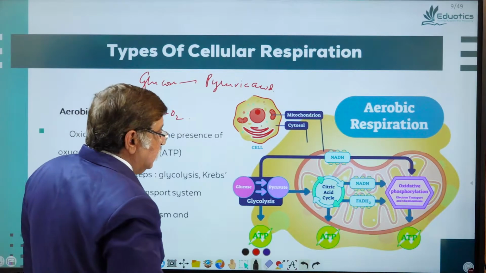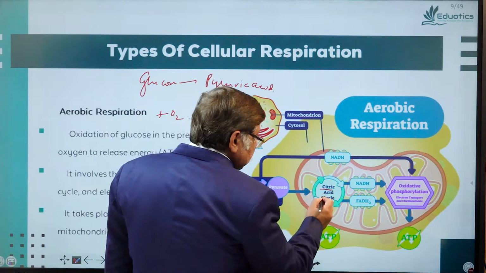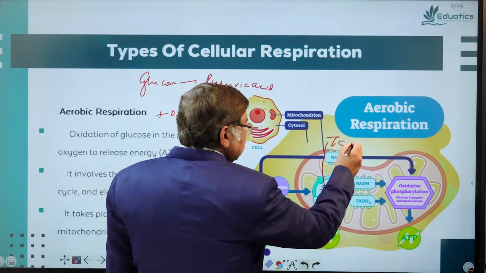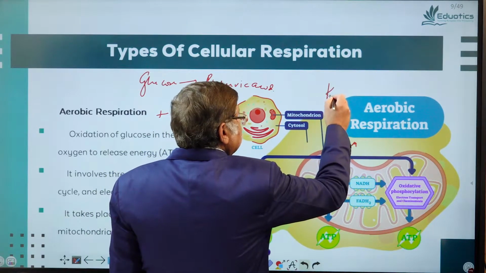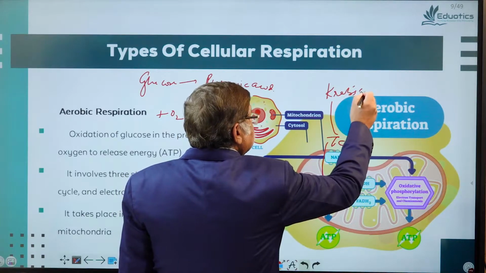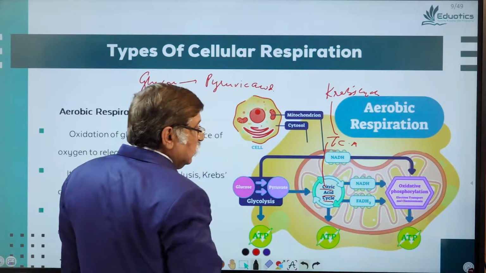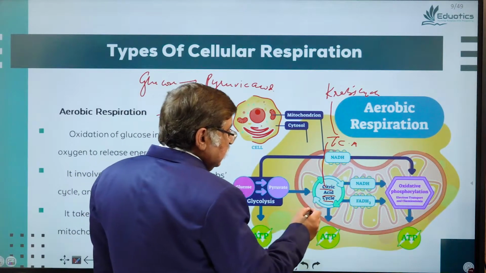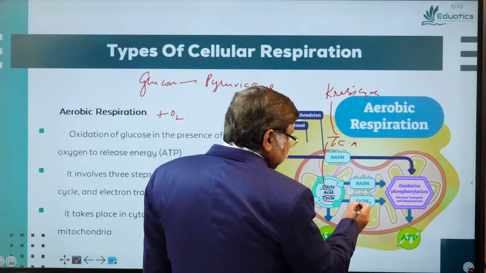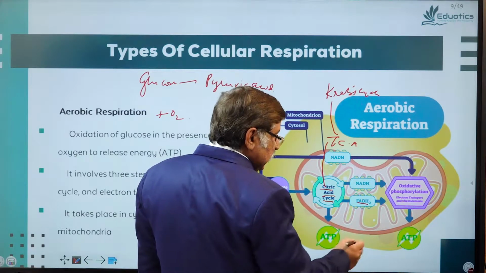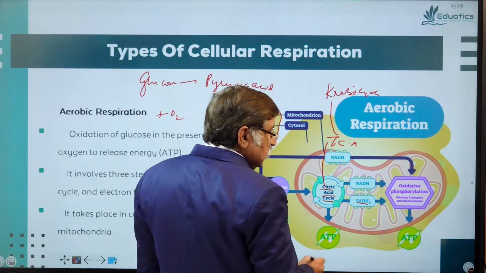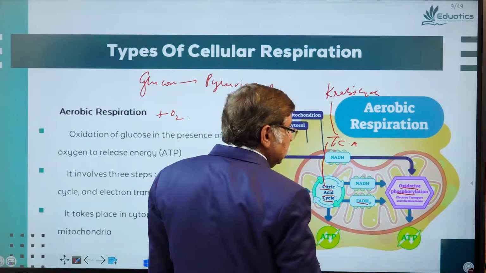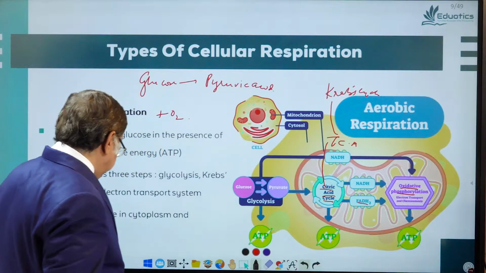This pyruvic acid can enter the citric acid cycle, which is also known as TCA, tricarboxylic acid cycle, or Krebs cycle. This goes on inside the mitochondria, and as a result, NADH and FADH2 are produced, and ATP is also synthesized through the electron transport chain. This is known as oxidative phosphorylation. We'll discuss it in detail as we go ahead.